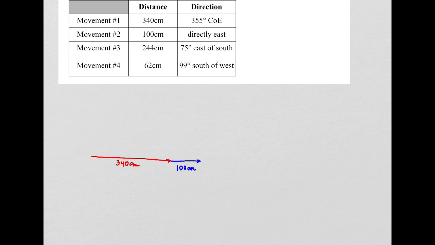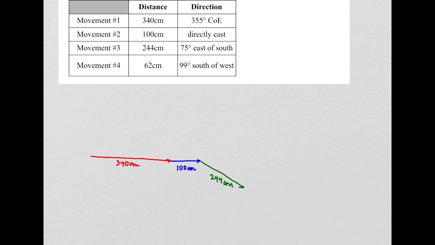Okay, then we have 244 centimeters, 75 degrees east of south. All right, east of south. So 75 degrees east of south is going to be somewhere right about here. That's a little too down, I guess. I cannot draw straight lines. It's terrible. Whatever. That's way too southern, but we're going to call this 244 centimeters.